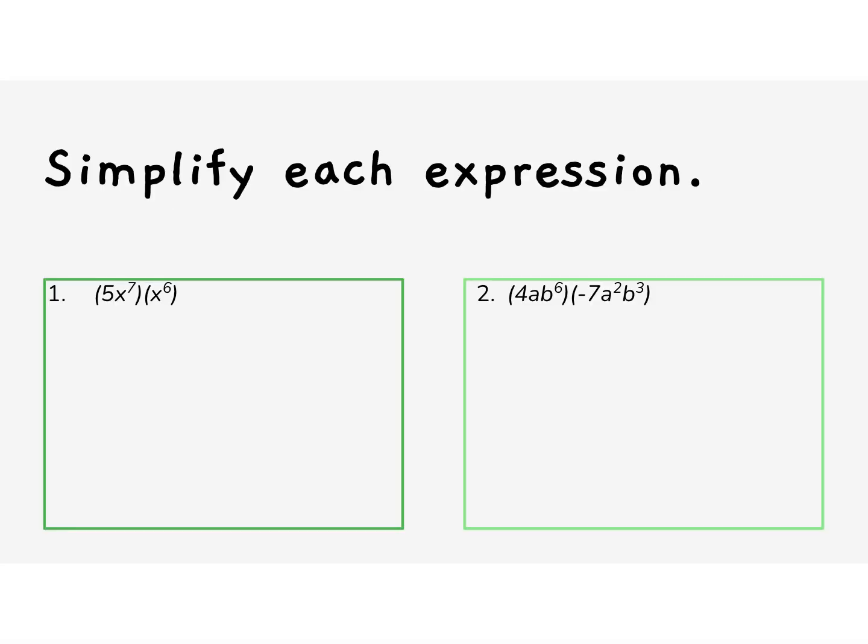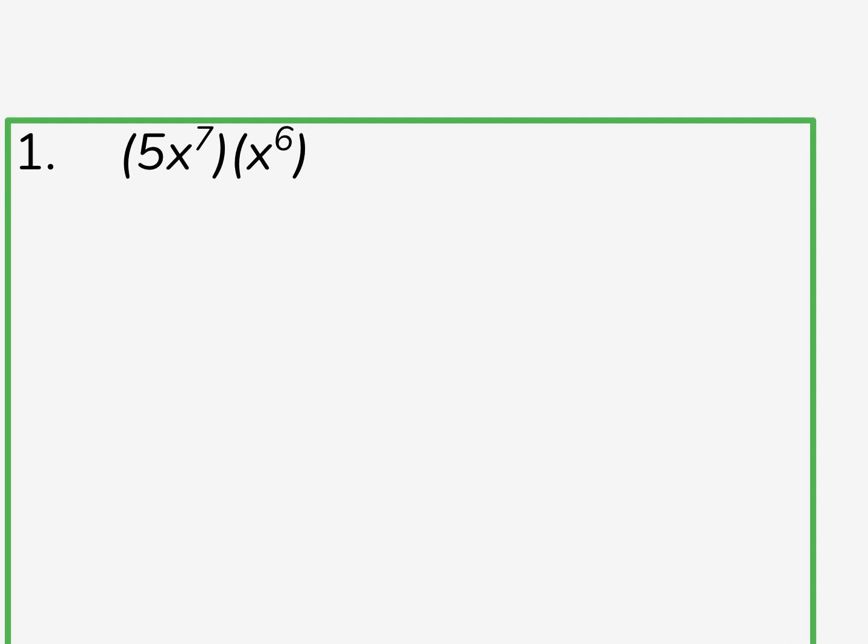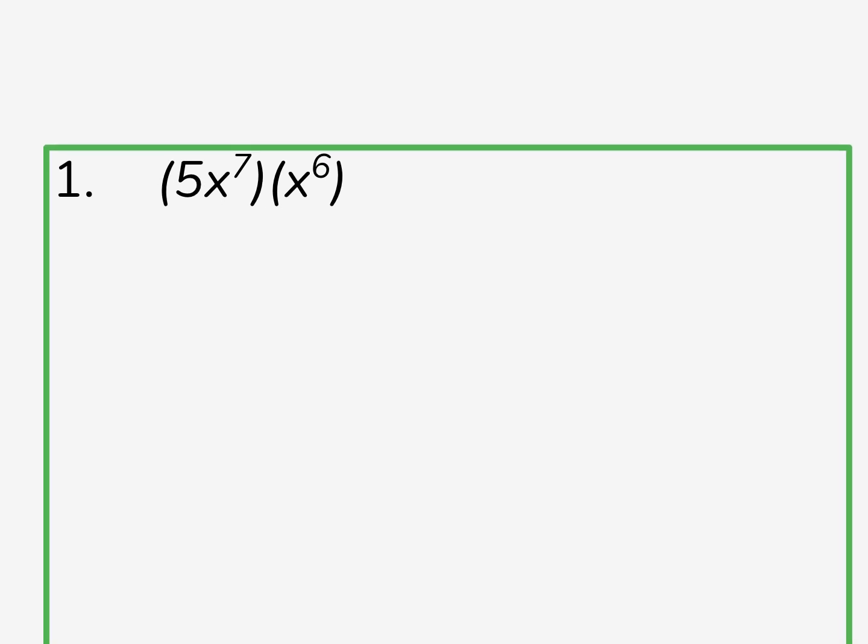Okay, we're going to continue with multiplying, and we're going to do the same thing, but notice now we have sets of parentheses, okay? So I have a monomial times a monomial. When I look at this first one, my only coefficient is the 5. So the 5 is just going to stay a 5, okay? Now I have x to the 7th times x to the 6th. When we multiply those, we really add them. So now it's going to be x to the 13th, and then we're just done with that one.